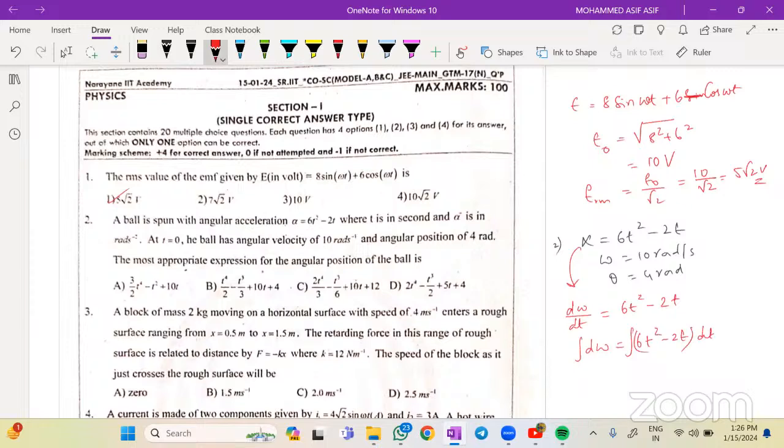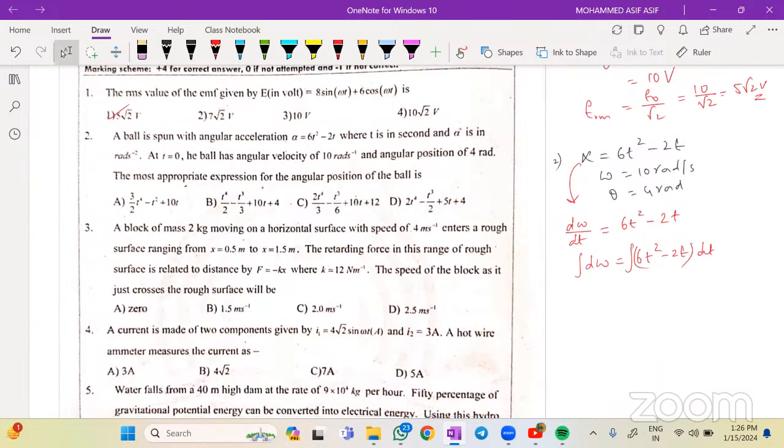So what will we get from this, beta? We will get omega. The integral of d omega is nothing but omega. Or you can also write it like this: omega can also be written as d theta divided by dt. Okay? So you can do it like that, no problem. We can also get the relation from that one. Or else first I'll try to calculate the value of omega.